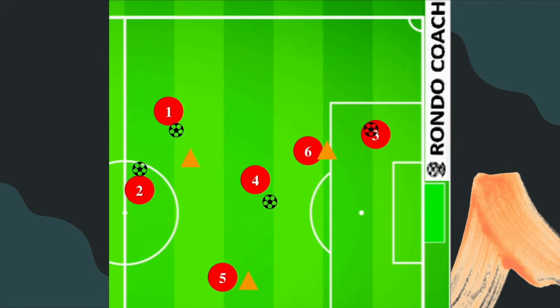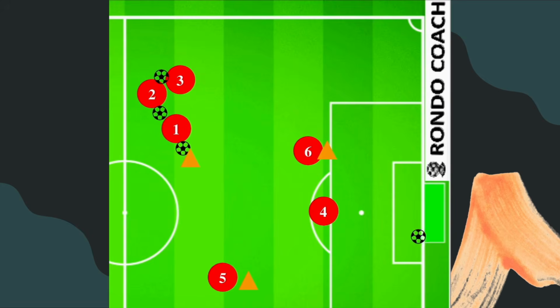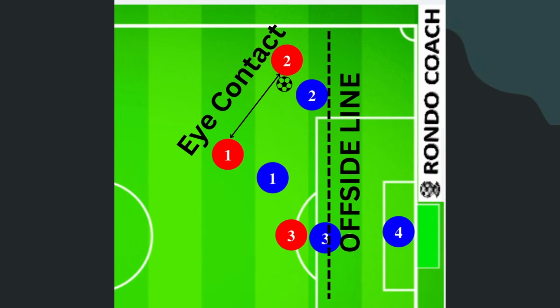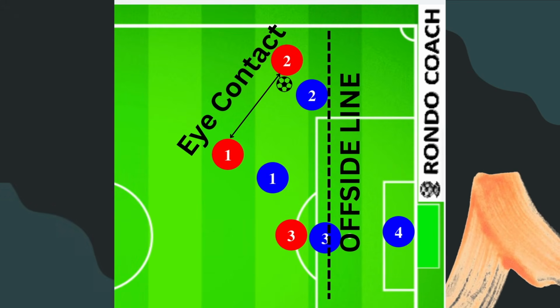With the structure in mind, you can keep the striker and the second striker in place and only rotate them from time to time. So what are the coaching points in these two drills? The most important thing is to understand the timing.